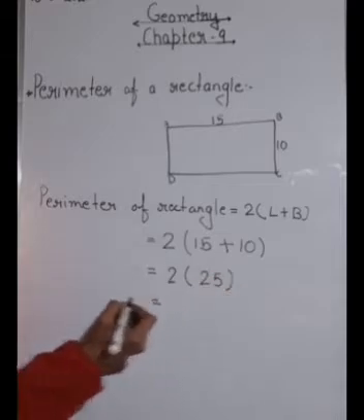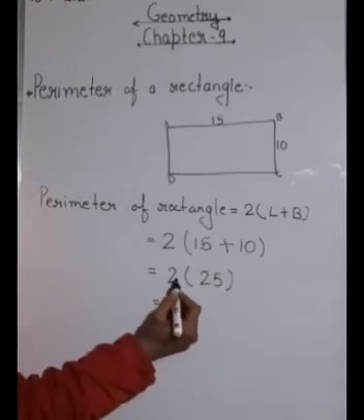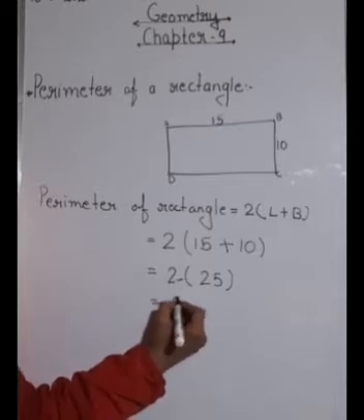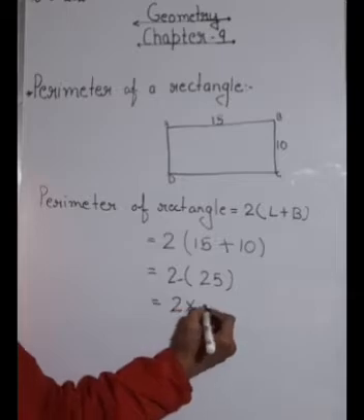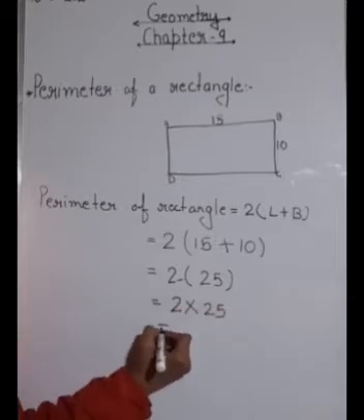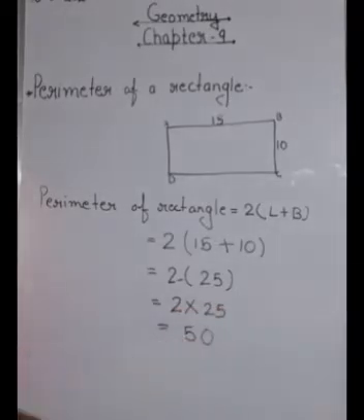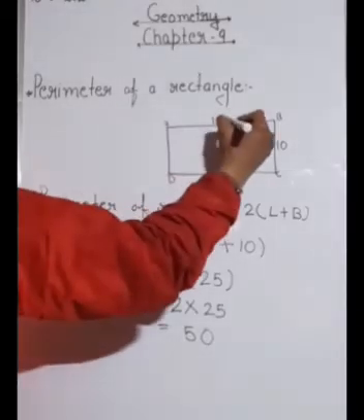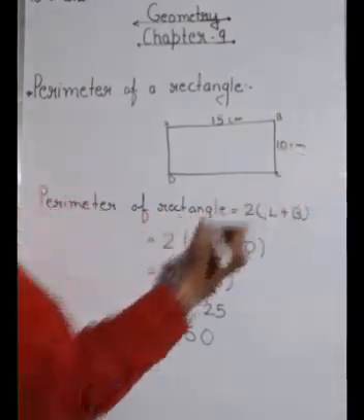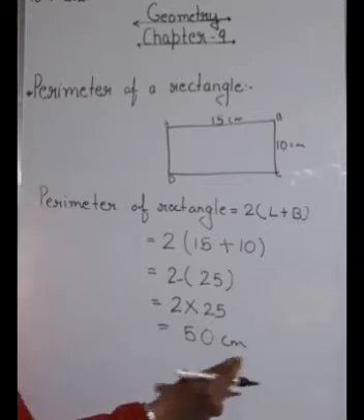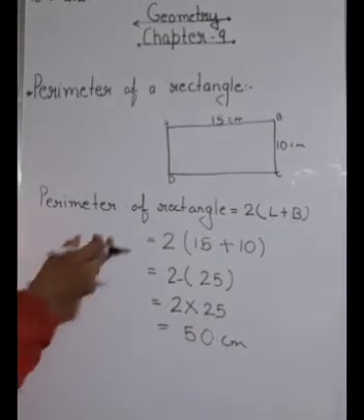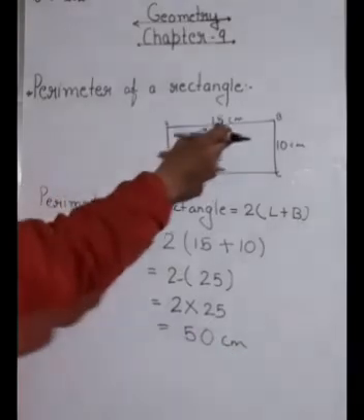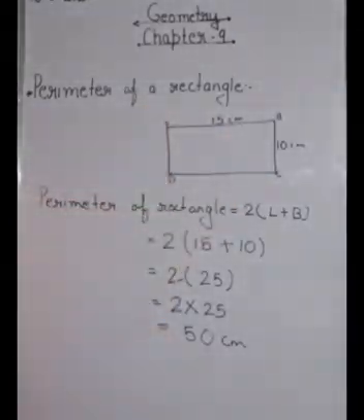Now just keep in mind that if there is no sign between them, as here, it means you have to multiply them. 2 into 25, and 25 twos are 50. Clear? The unit of perimeter is the same as the unit of length that they have given you. So if they have given centimeter, your answer will be 50 centimeter.